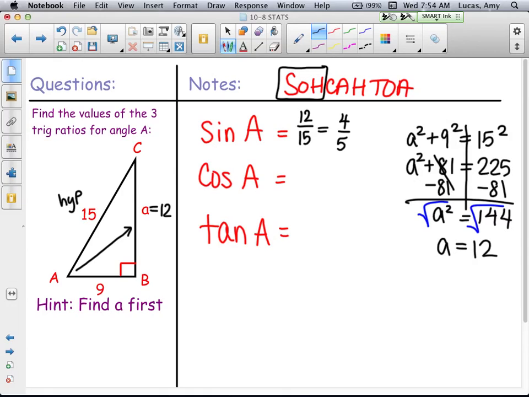My cosine of angle A, adjacent over hypotenuse. Adjacent to the A is the 9. Remember, 15 is the hypotenuse, so we can't use that for both. So divide these by 3, and I get 3/5. And then last, the tangent is opposite over adjacent. So opposite was 12, adjacent was 9. Divide them by 3, and I get 4/3. So there are my 3 trig ratios.